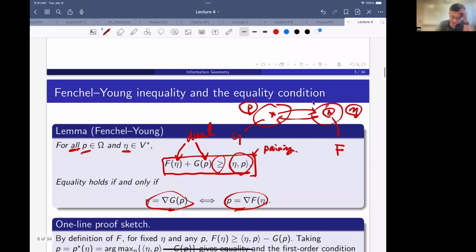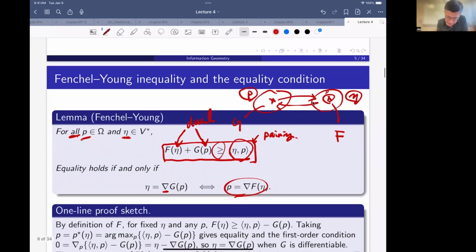So given p, we apply nabla, the inverse of delta. What is the usual notation we call this? Anyone know how to call this? Okay. So basically, given p, we apply nabla G to construct the identified point eta, right?